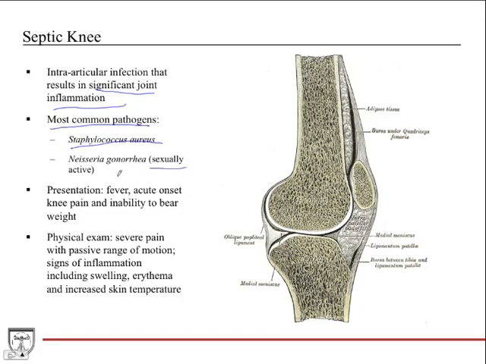If it's a young sexually active person, so someone who's in their 20s, college student, Neisseria gonorrhoeae will be your most common pathogen. Presentation, they're going to be ill, so they'll have fever, acute onset knee pain as a result of the infection, inability to bear weight, that's a big thing. They can't put any weight on it. Physical exam, they're going to have severe pain with passive range of motion, where they let you do all the work as the examiner, and you move the knee, and that causes significant pain. That's a huge tip-off to septic knee. They're also going to have signs of inflammation, so swollen knee, erythema, increased skin temperature.